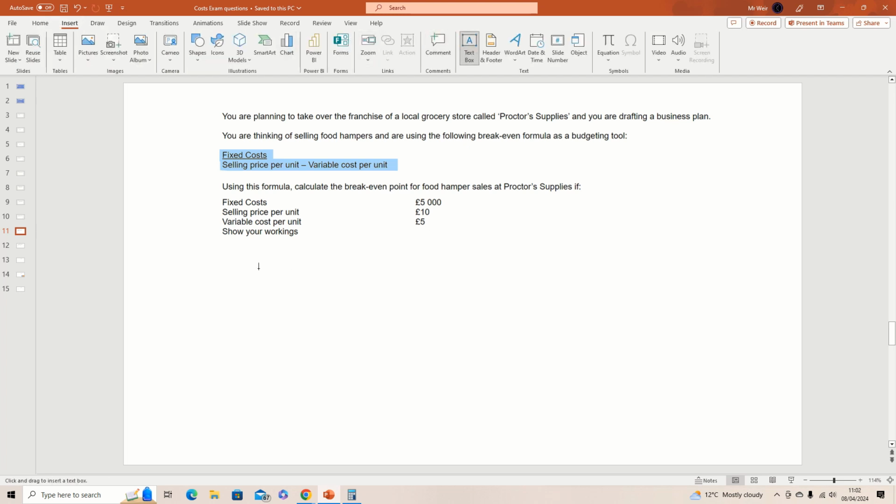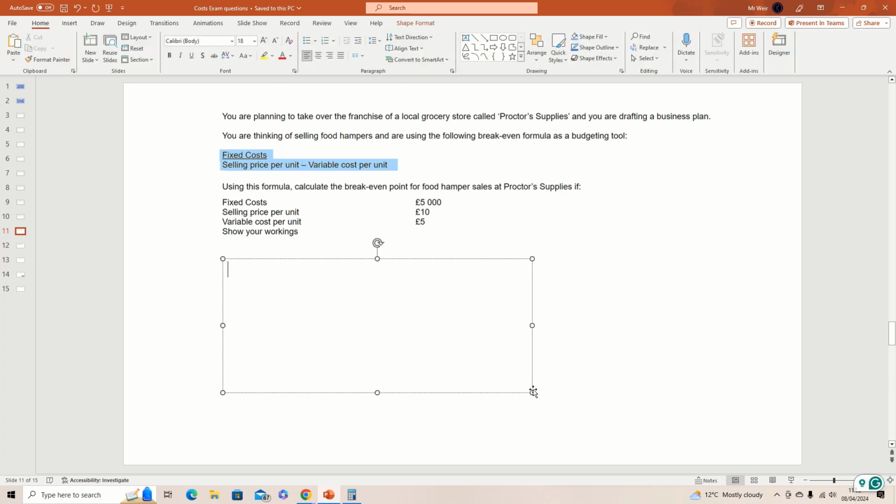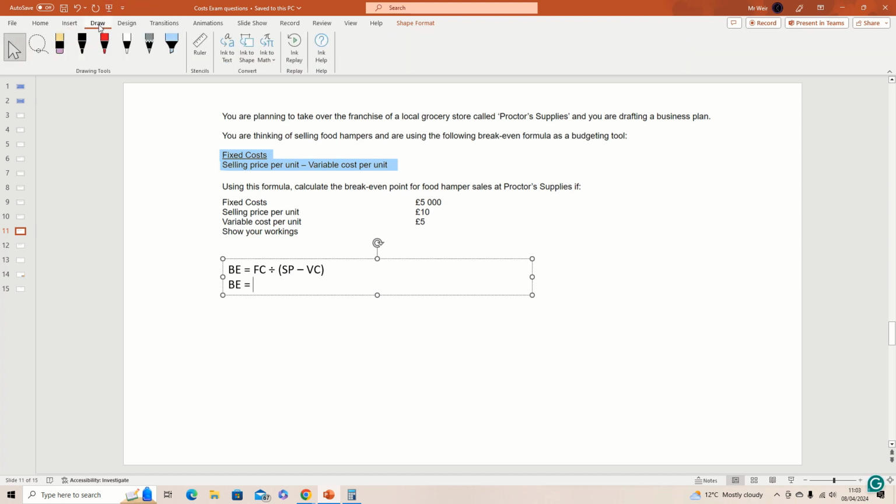So I'm going to write our formula out for short. Break even, BE, is FC for fixed costs divided by, I'm going to put in brackets because we have to work it out first, selling price minus variable costs. So that's just a really simplified version of the formula, and all the way through, it's much quicker to write it out. In this case, we've been given our fixed cost value, which is 5,000. We've been given our selling price, which is 10, and we've been given our variable cost, which is 5.